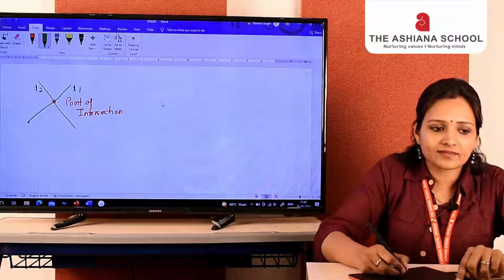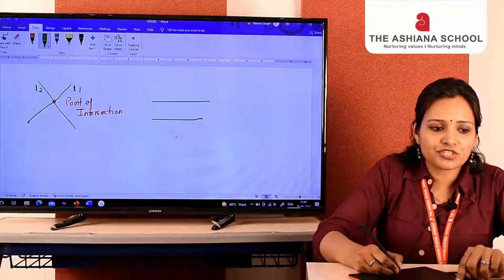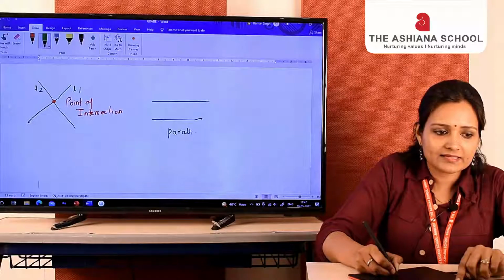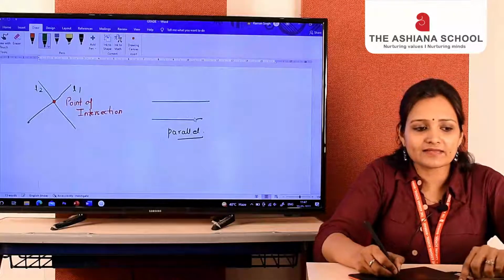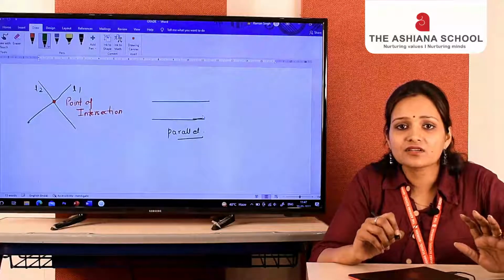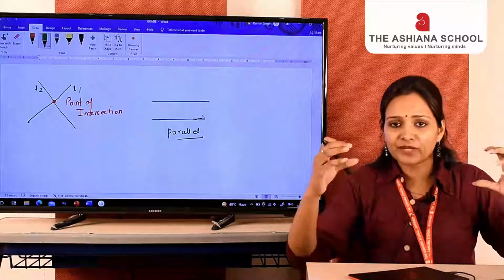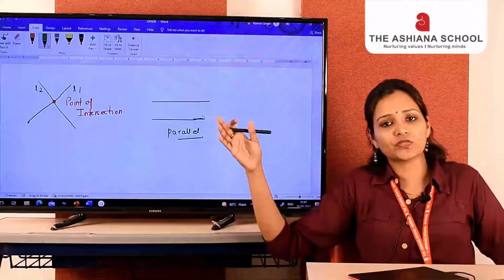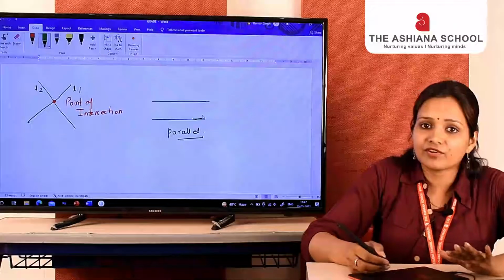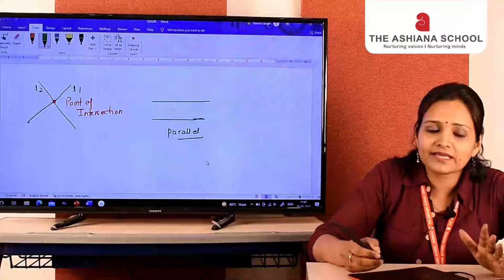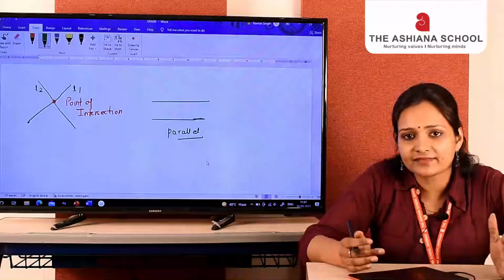In another case, there can be two lines which are parallel lines. What do we mean by parallel lines? The lines which never meet. You may extend them indefinitely in both the directions, but they will never meet. Since they are not meeting, they will not have any solution.